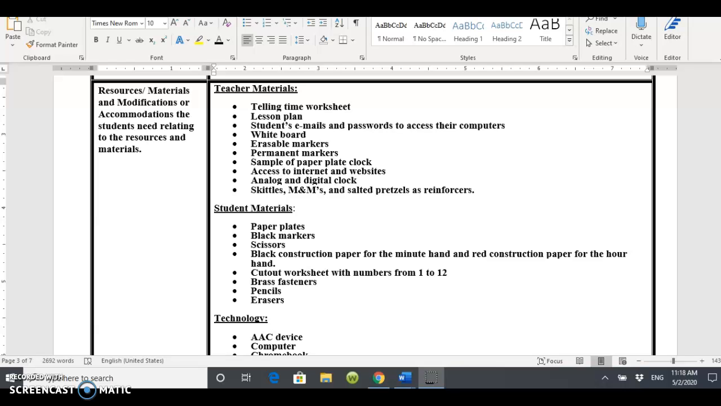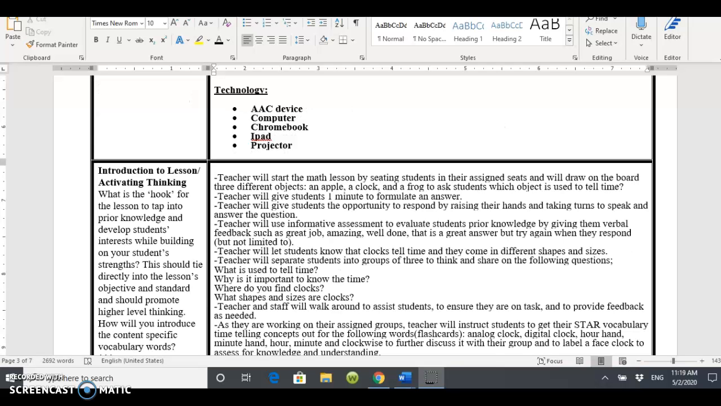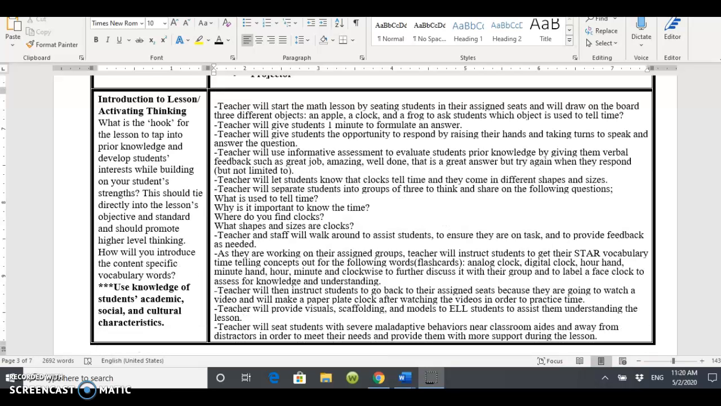Student materials that are needed: paper plate, black markers, scissors, black construction paper for the minute hand and red construction paper for the hour hand, cutout worksheets with numbers from 1 through 12, brass fasteners, pencils, erasers. Technology that is needed: AAC device, computer, Chromebooks, iPad, and projector.